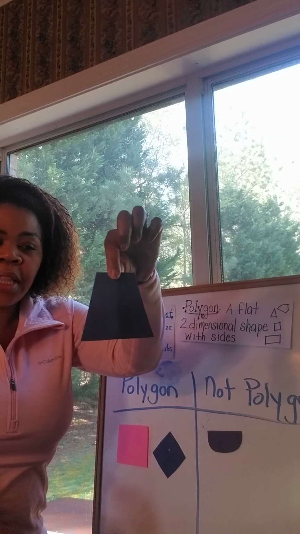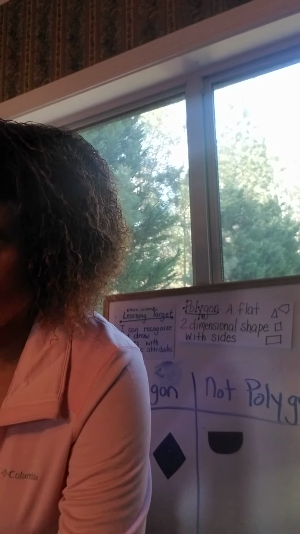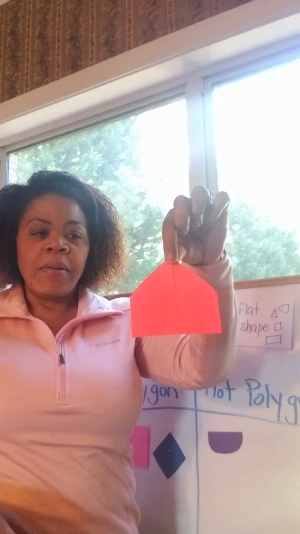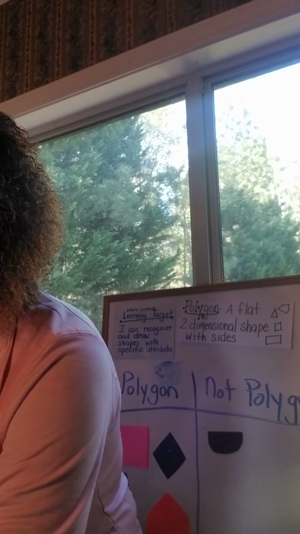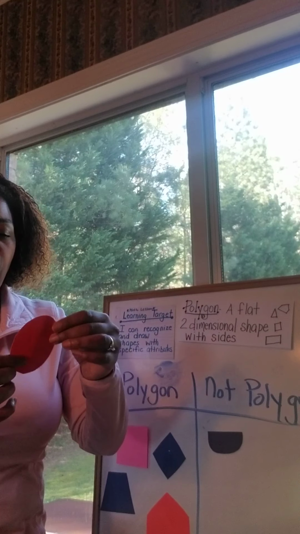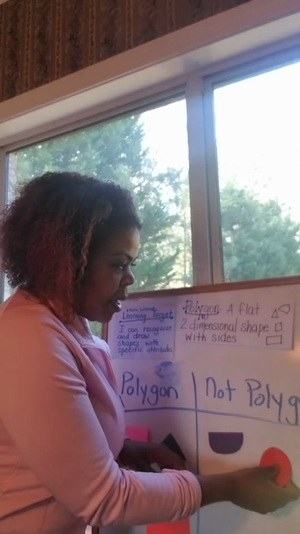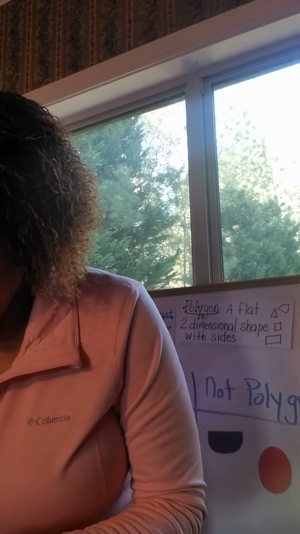Okay, so let's look at this. Where would we put this? This would go also on the polygon side. Okay, let's look at another one. This is a pentagon. A pentagon sort of looks like a house. Okay, that is also a polygon. How about this? We might want to call this an oval. It's circular. Is that a polygon? No, it is not, because it doesn't have flat sides.